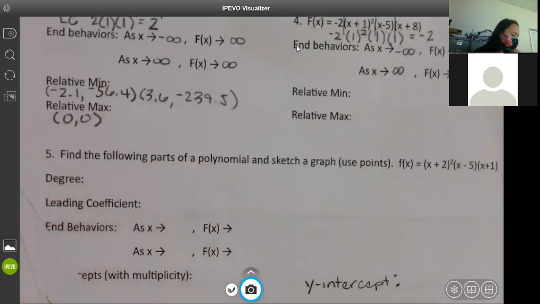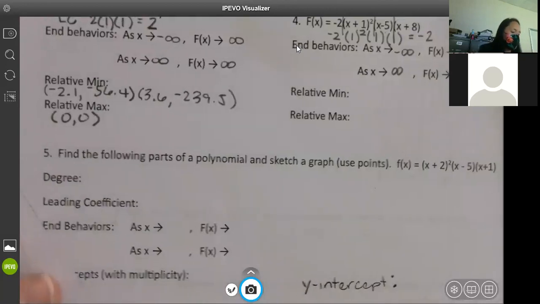Find the following parts of a polynomial and sketch the graph. Use points. F of x equals x plus 2 squared, x minus 5, and x plus 1. There's not going to be any graphing, like per se, but you might have to do a sketch. Okay, so it might be a sketch, but it'll be like a multiple choice sketch. Does that make sense? Like you had on your quiz that one day?